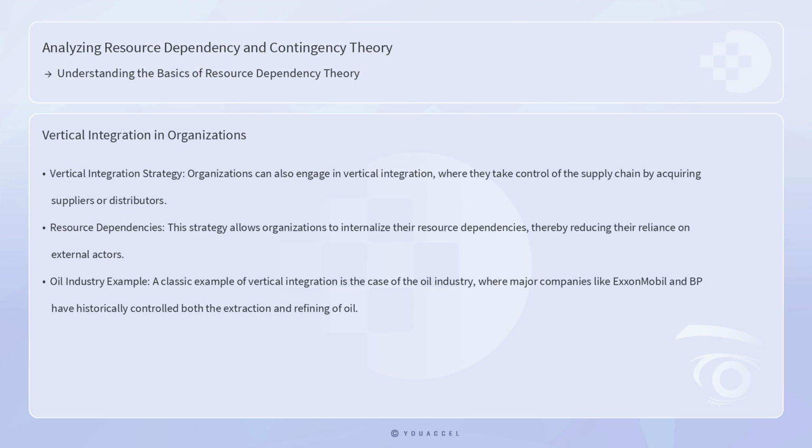Organizations can also engage in vertical integration, where they take control of the supply chain by acquiring suppliers or distributors. This strategy allows organizations to internalize their resource dependencies, thereby reducing their reliance on external actors. A classic example of vertical integration is the case of the oil industry, where major companies like ExxonMobil and BP have historically controlled both the extraction and refining of oil, ensuring a steady supply of the critical resource.